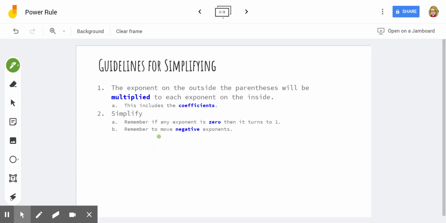And what this rule is talking about is if you have x to the negative 3, it'll be 1 over x cubed. Or if you have 1 over x to the negative 3, that is equal to x cubed. So wherever you have the negative exponent, you're either bringing it to the top or the bottom of your fraction.